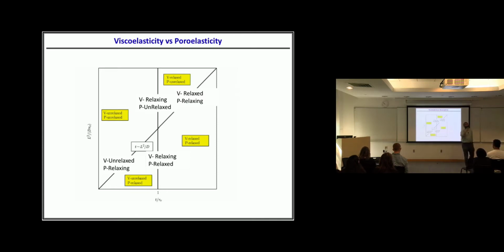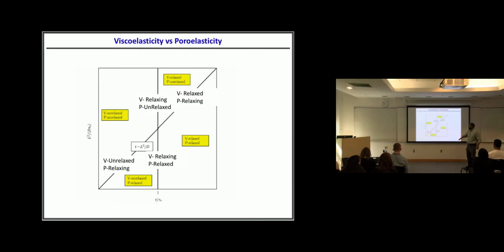For poroelasticity, you have this L squared divided by D. If your sample is very big, if the sample is huge, irrespective of how much time I wait, water cannot flow out. In that case, poroelasticity will be unrelaxed. So above this line, poroelasticity is unrelaxed, and below this line, poroelasticity is relaxed, meaning the fluid can flow out.